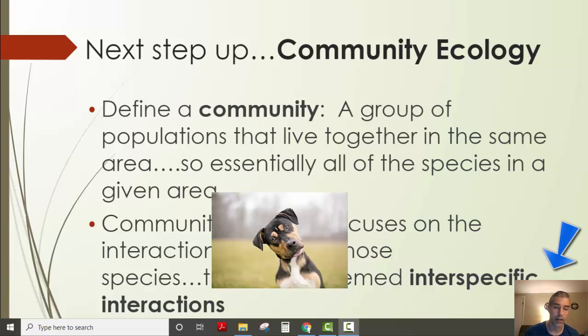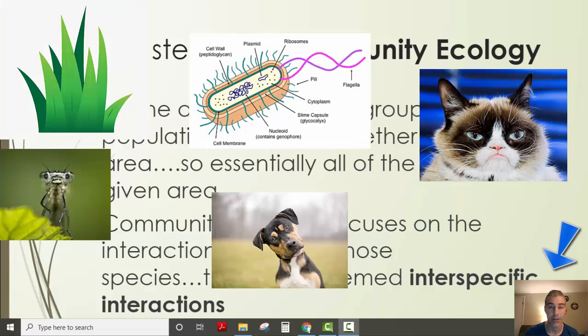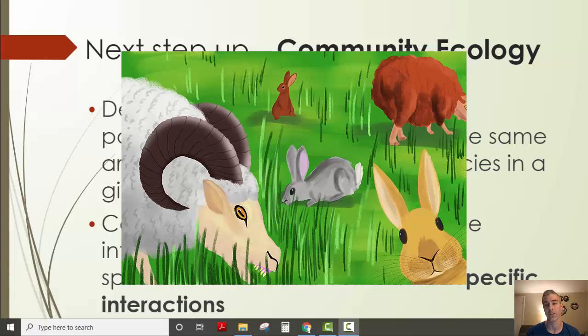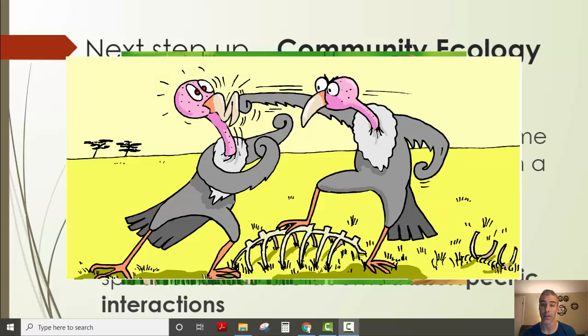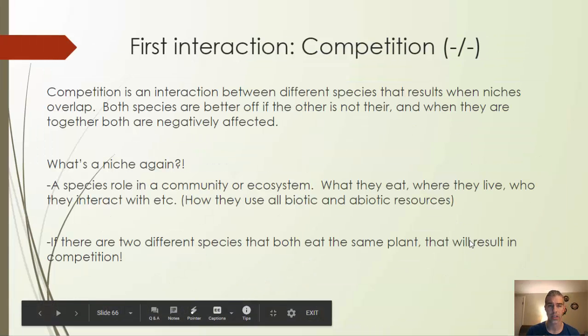So you, a dog, a cat, the grass, insects, bacteria, everything that lives within that same area. So that's what community ecology tends to focus on, specifically the interactions between those different species. Those interactions between species are called interspecific interactions. Intraspecific is between the same species. Interspecific, just like international, means between different countries. So we're going to focus on those interactions.